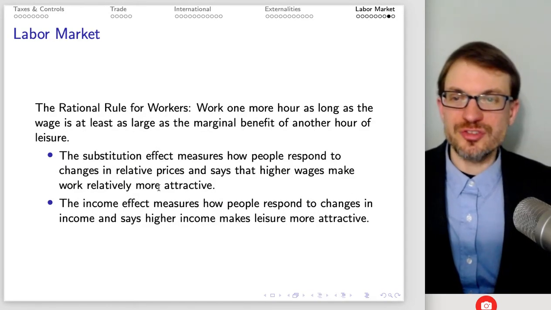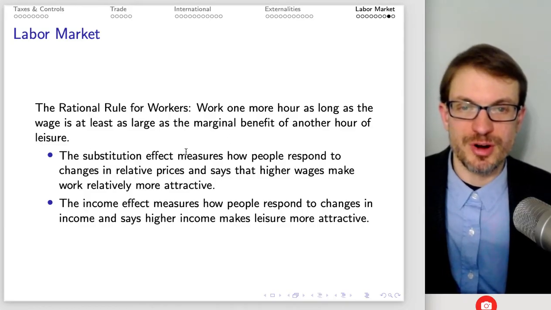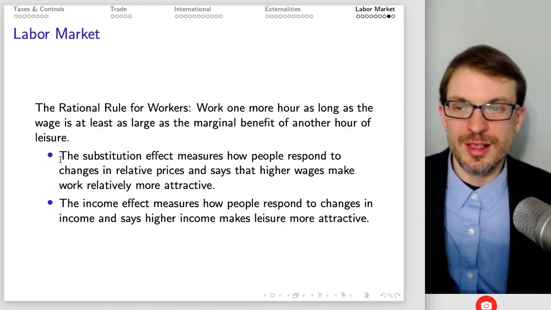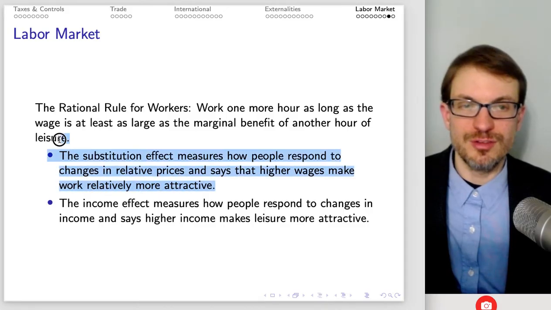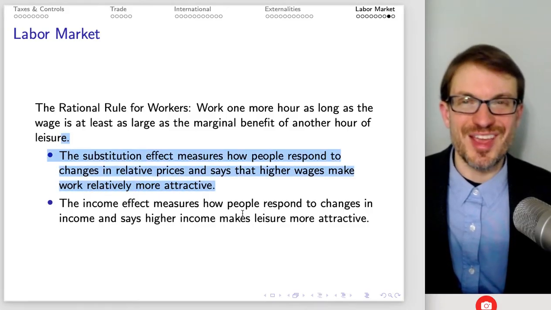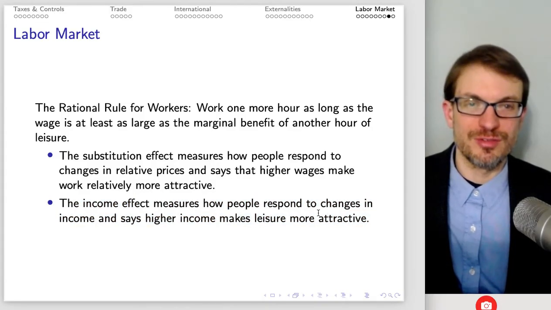All right, so the rational rule for workers: work one more hour as long as the wage is at least as large as the marginal benefit of another hour of leisure. The substitution effect measures how people respond to changes in relative prices. It says higher wages make work relatively more attractive. It's not what happens in the rainy day taxi example. And the income effect measures how people respond to changes in income. It says higher income makes leisure more attractive. That's what was going on.